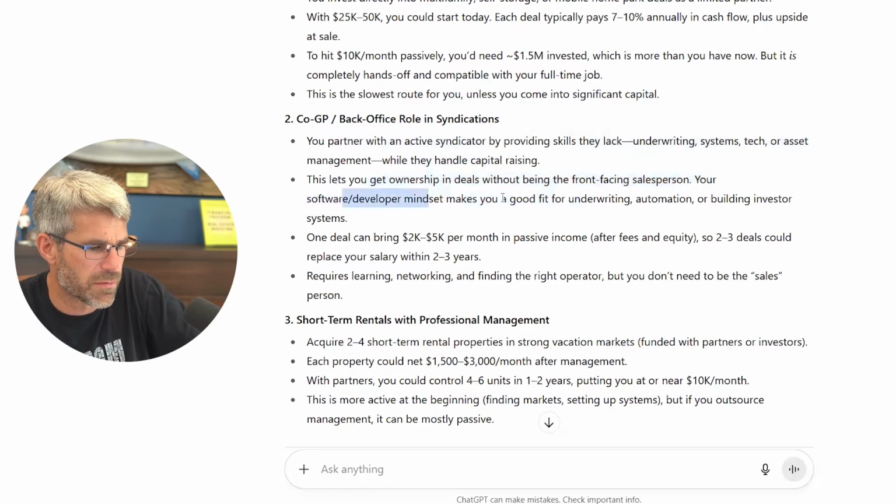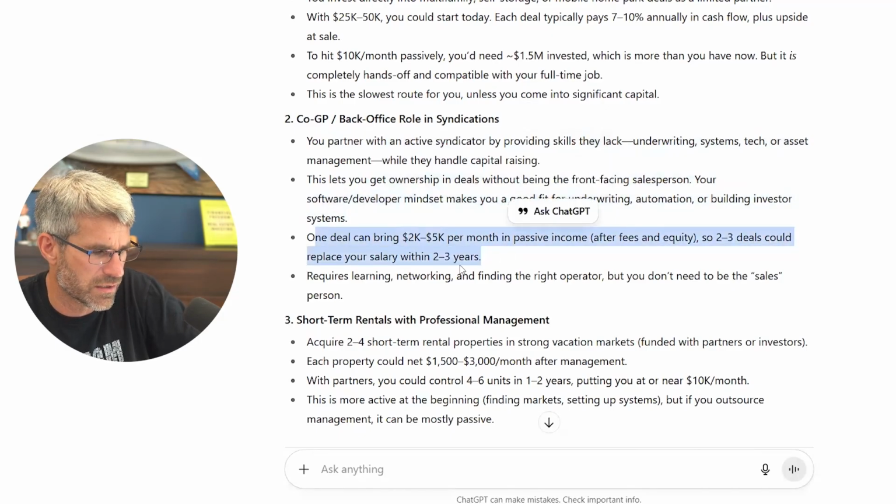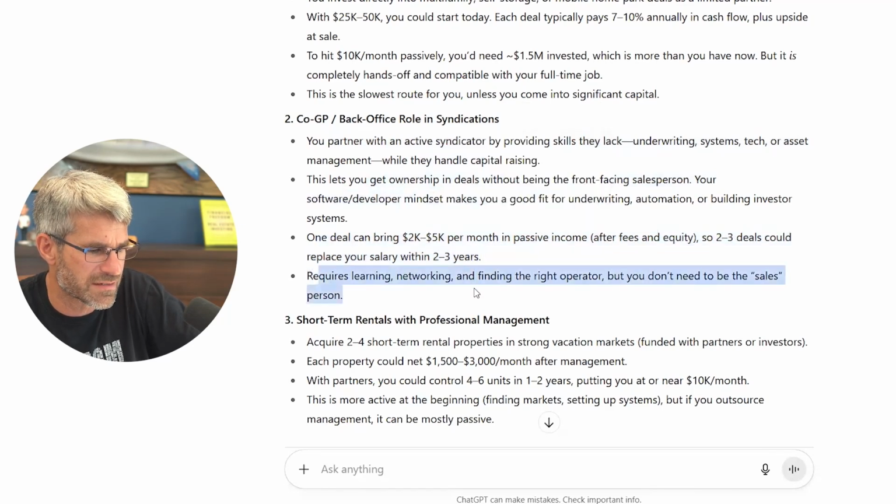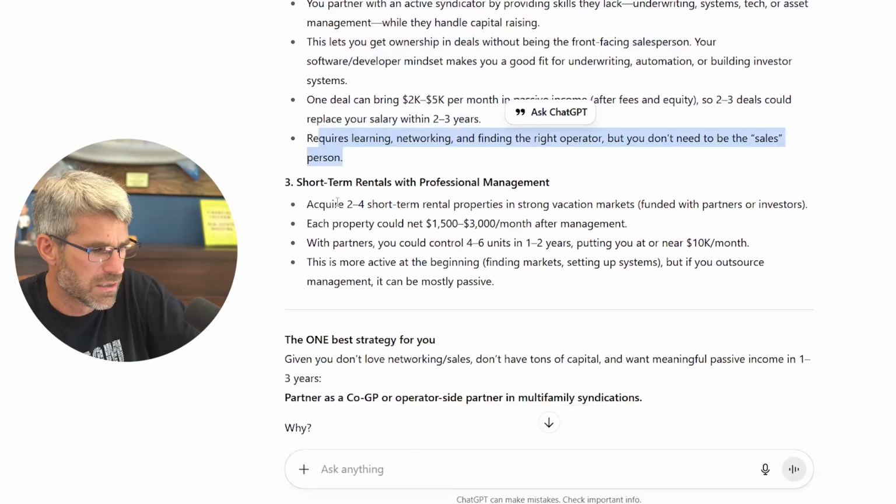Your software developer mindset makes you a good fit for underwriting, automation, or building investor systems. One deal can bring $2,000 to $5,000 per month in passive income after fees and equity. So 2 to 3 deals could replace your salary within 2 to 3 years. Requires learning, network, and finding the right operator, but you don't need to be the salesperson. Okay, so that's pretty cool.